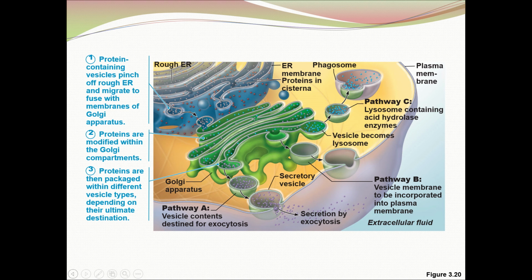In pathway B, the vesicle membrane will be incorporated into the plasma membrane to actually help rebuild and repair the cell membrane. In pathway C, it will become a lysosome, which will contain acid hydrolase enzymes, which will basically be stomach acid-like substances that will digest old and dying organelles as well as any pathogens that a macrophage would eat up.